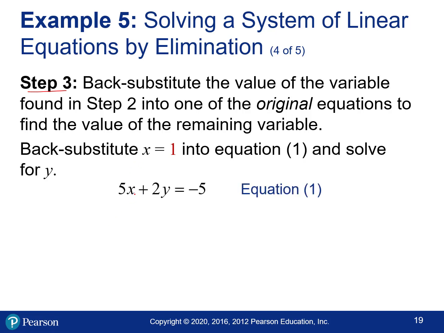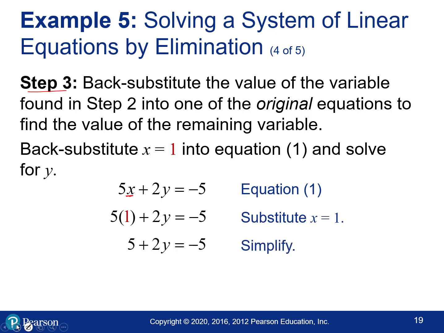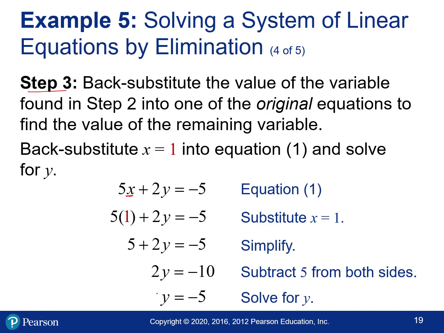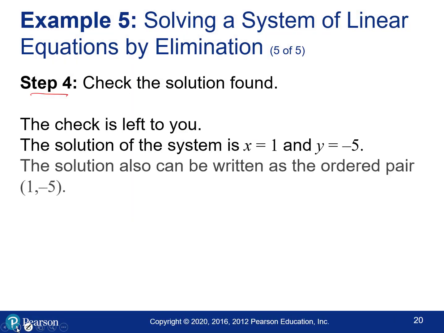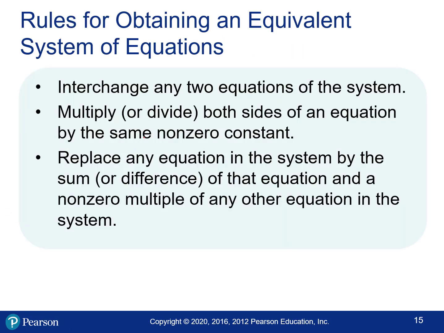We'll just plug into equation 1, and right where there's an x, put a 1, and then solve for y. Okay, subtract 5 from both sides, divide by 2, and y is negative 5. And we're done. So we found x and y using the elimination method. And if you check, you would find out that they were in fact correct solutions, and so this is the solution to our system.